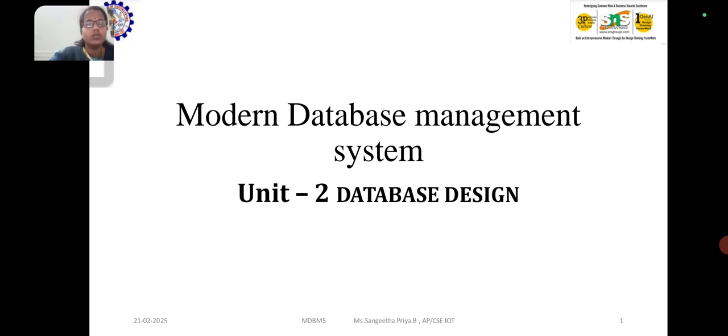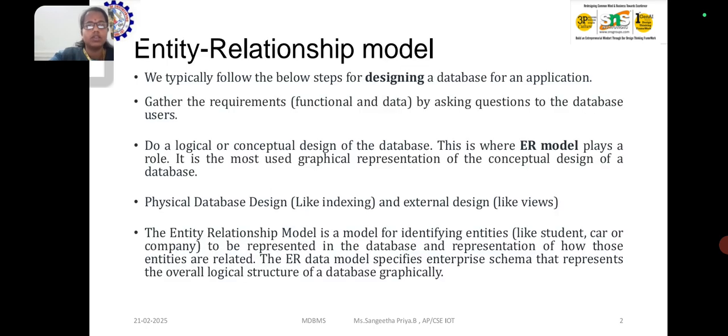Today, we are going to see about database design. In the previous video, we discussed database models and the other types. Now, we are going to discuss database design. First, we are going to discuss the entity relationship model. We typically follow the below steps for designing a database from an application.